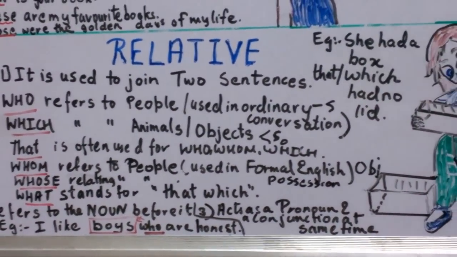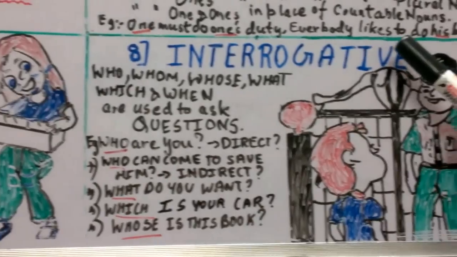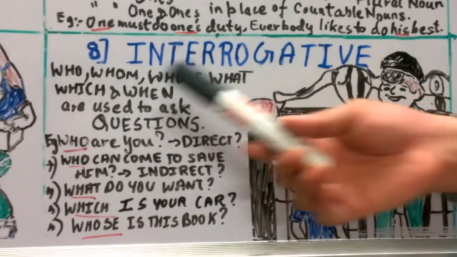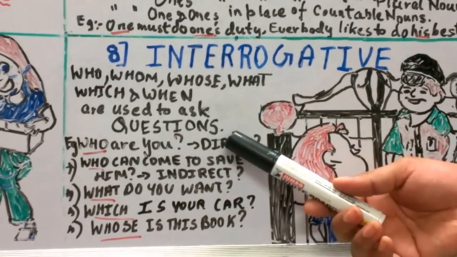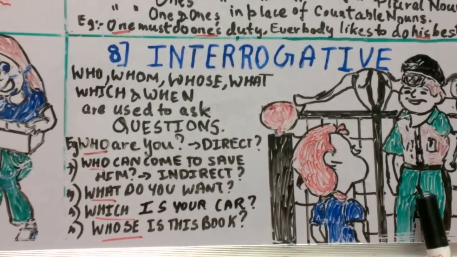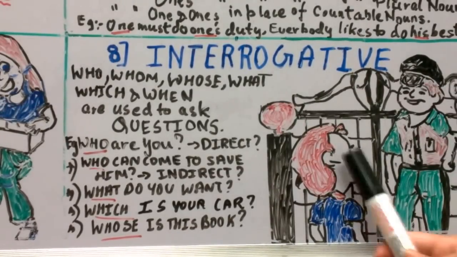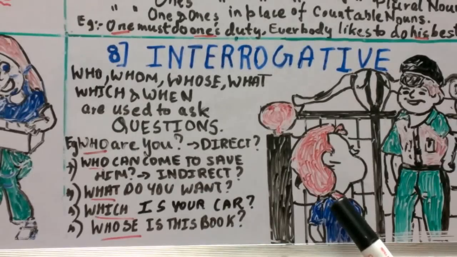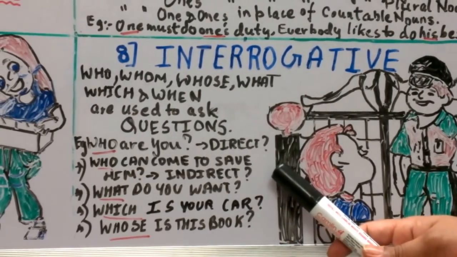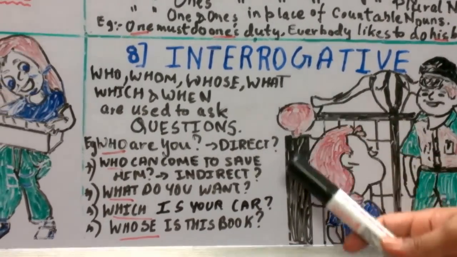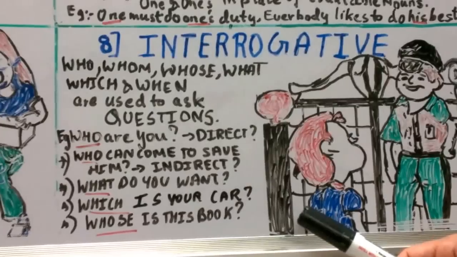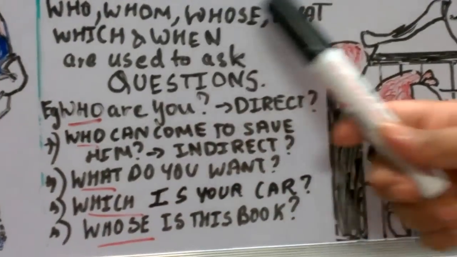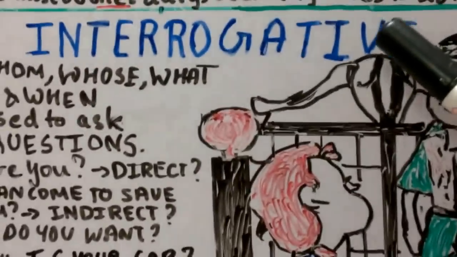Now let us see the eighth pronoun, that is the interrogative pronoun. In the interrogative pronoun, words like who, whom, whose, what, which and when are used to ask questions. Now we see the watchman is asking the boy, who are you? It is a direct question. Who can you come to save them? It's an indirect question. You can ask direct and indirect questions with interrogative pronouns. Then he asks him, what do you want? Which is your car? Whose is this book? So all these, who, whom, whose, what, which, are interrogative pronouns. So this is all about interrogative pronouns.